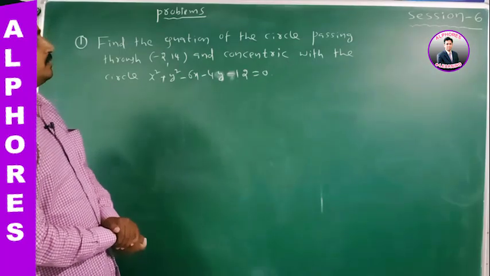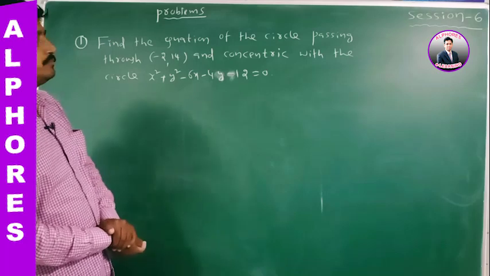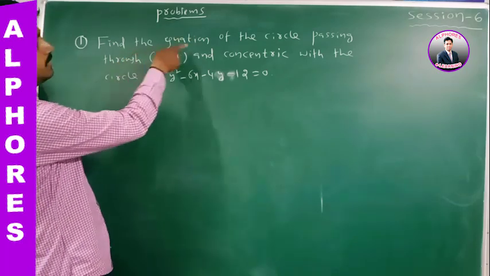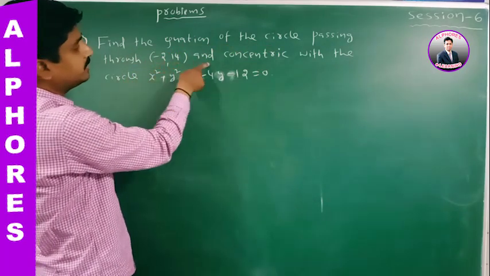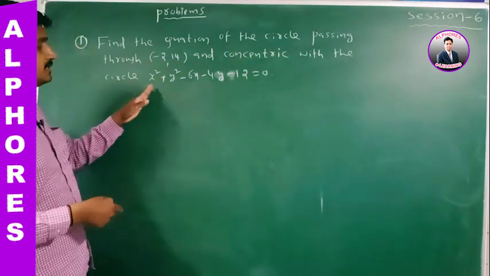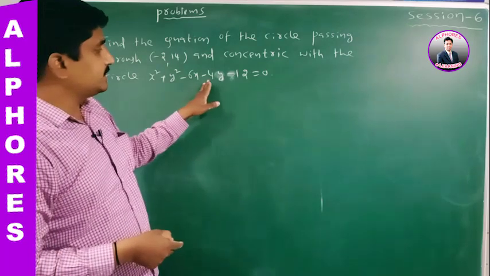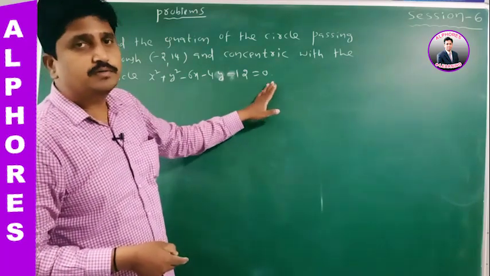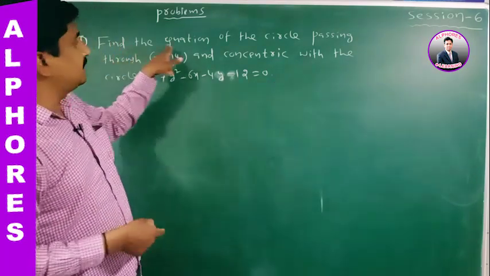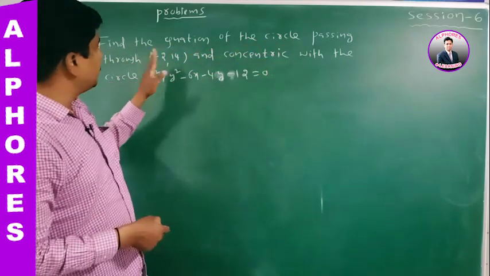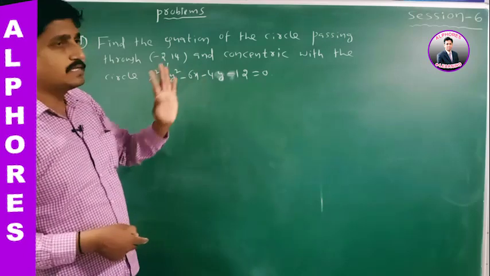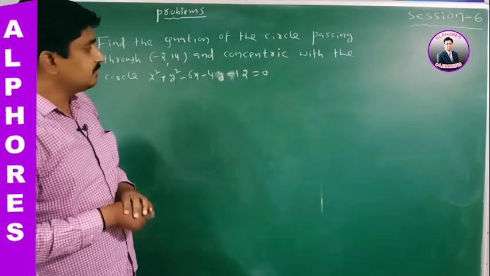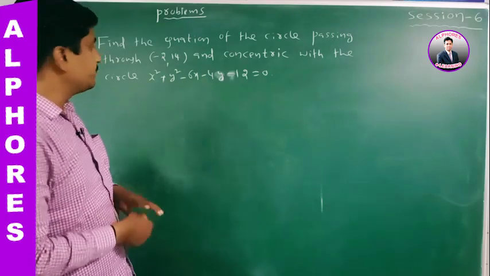Okay. Some problems. Find the equation of the circle passing through (-2, 14) and concentric with the circle x² + y² - 6x - 4y - 12 = 0. Here, find the equation of the circle passing through the point (-2, 14) and concentric with the circle x² + y² - 6x - 4y - 12 = 0. Right.